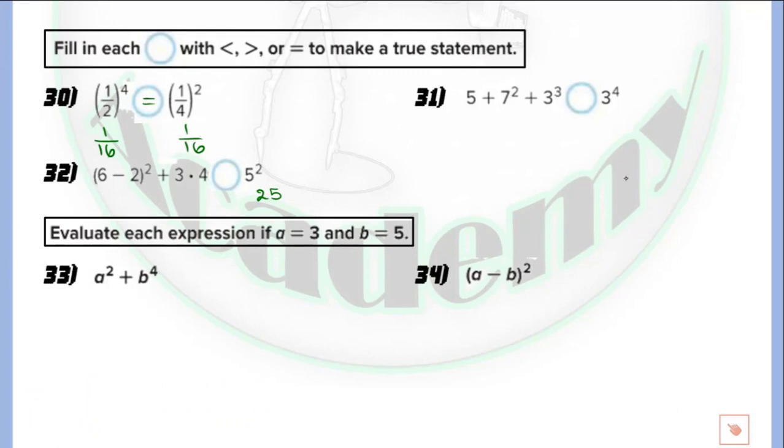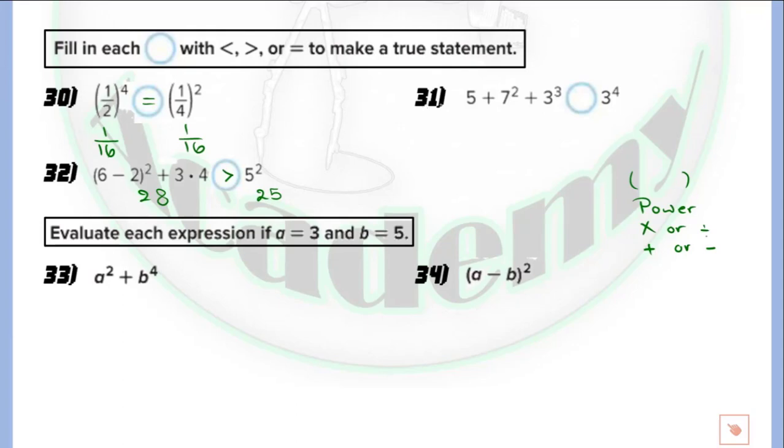If you remember the order of operations, at first we have the brackets, after that we will solve the power, then multiplying or dividing, then plus or minus. So at first 6 minus 2 equals 4, then 4 to the power 2 equals 16. After that we will say 3 times 4 equals 12. 16 plus 12 equals 28. So if you need to compare, you will find that 28 is greater than 25.